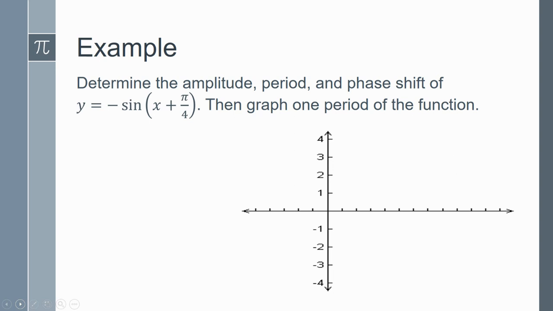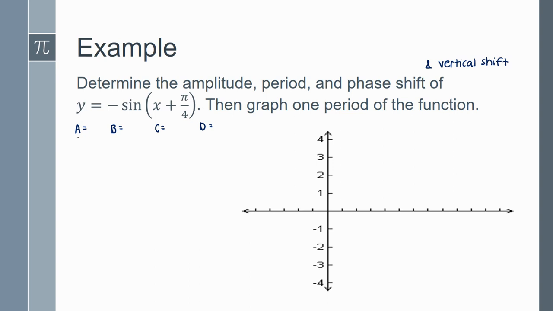All right, so let's use that information and now let's actually graph. We have y equals negative sine of x plus pi over 4. Once again, we're going to want to identify our a, b, c, and d value, so then we can identify what they're asking for. In this one, let's also identify the vertical shift. Let's identify all 4 things, and then let's go ahead and graph one period.